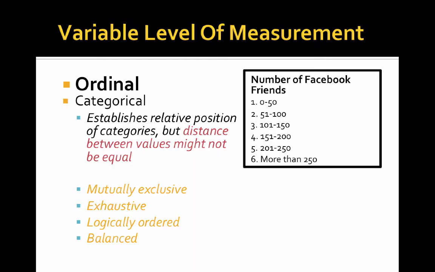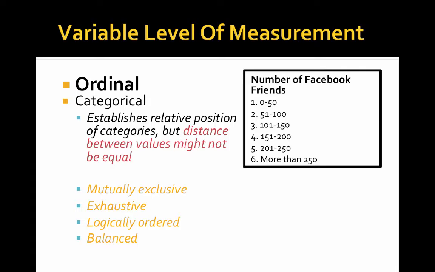Now, where it says on the left that we establish relative position of categories, but the distance between the values might not be equal, here's what that means. It means that the distance between the values of 1 and 2 clearly are equal. That's just one number. But the distance between the actual number of Facebook friends for the people in group 1 and the people in group 2 might not actually be equal.